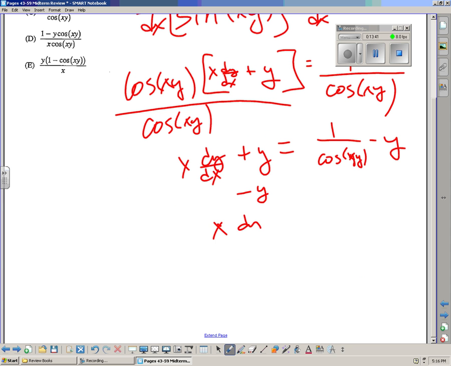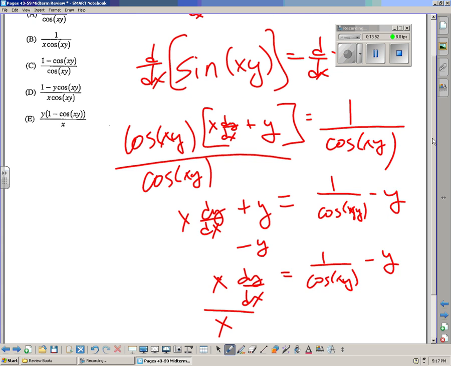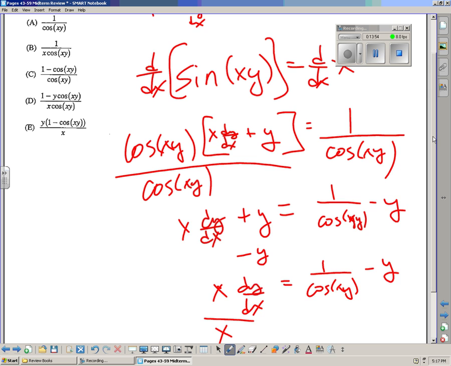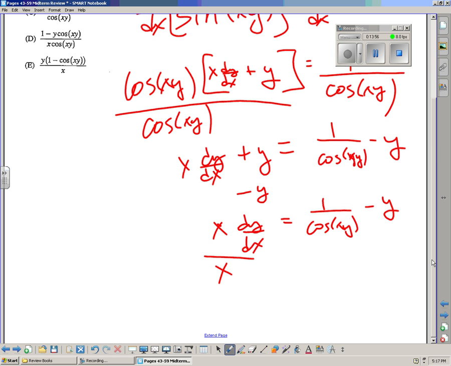So we get x dy over dx is equal to 1 over cos xy minus y. And we have to divide by x. Dividing by x, if we look at the choices, we have to be a little careful here. We could divide each fraction by x, which would make this happen. Remember, the x has to go in the denominator. So dy over dx is 1 over x cos xy minus y over x.